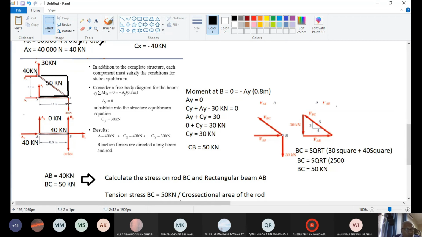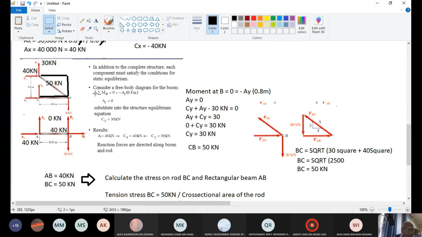Clockwise. Now 30 rotating at C. Okay, 30 here. 90 degrees through C, rotating in this direction. So it is clockwise, which is negative.